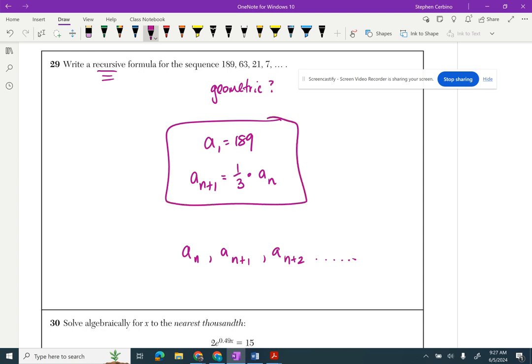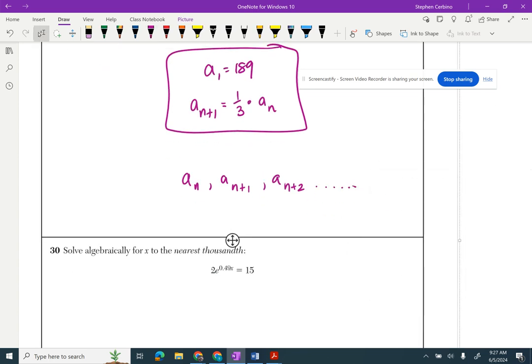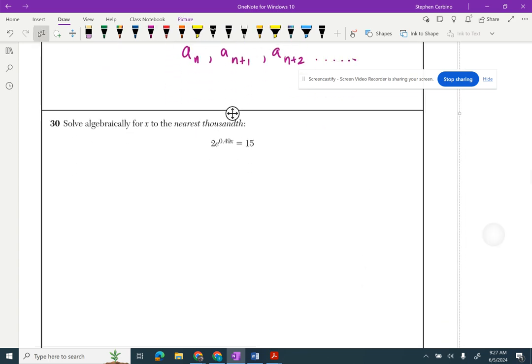So these two pieces together become your answer. Number 30 asks you to solve algebraically for x. I know you can solve this graphically. They don't want you to. They want you to solve this algebraically. I see that the variable's in the exponent, so that tells me that I need to use logarithms to solve this.